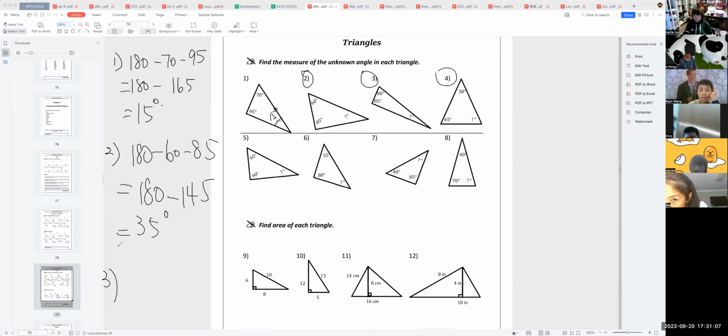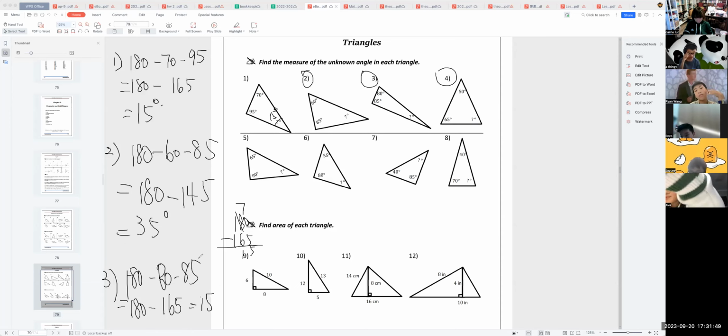Very good. Number three. Ava, can you tell me number three how to do it? So 180 minus 80 minus 85. 180 minus 80 minus 85 equals? Equals 180 minus 160... 165. 180 minus 165 equals 15. You think it's 25 or 15? 15.